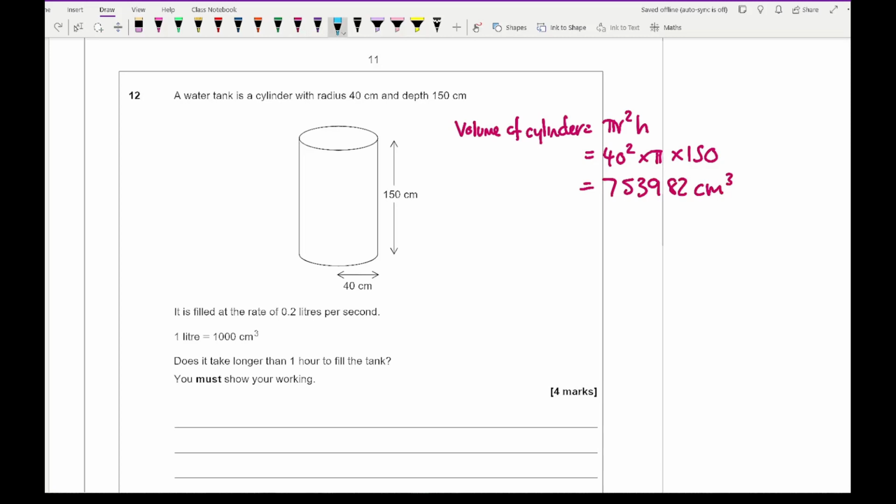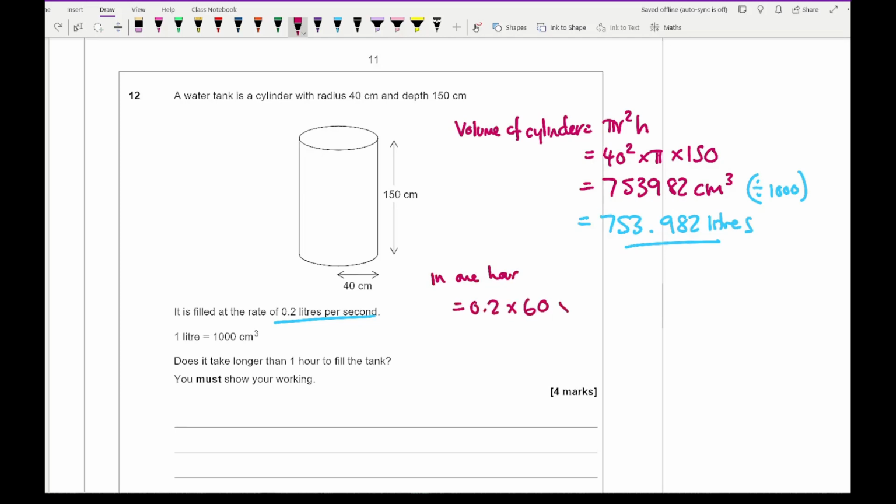So then if I divide that by 1000, I'm going to get 753.982 litres. And then from there, what I then want to do is work out the rate of how many will pour in 1 hour. So in 1 hour, I'm going to get 0.2 litres per second. So times that by 60 to work it out per minute, and then times another 60 to get an hour. And that gives me an answer of 720 litres in 1 hour.